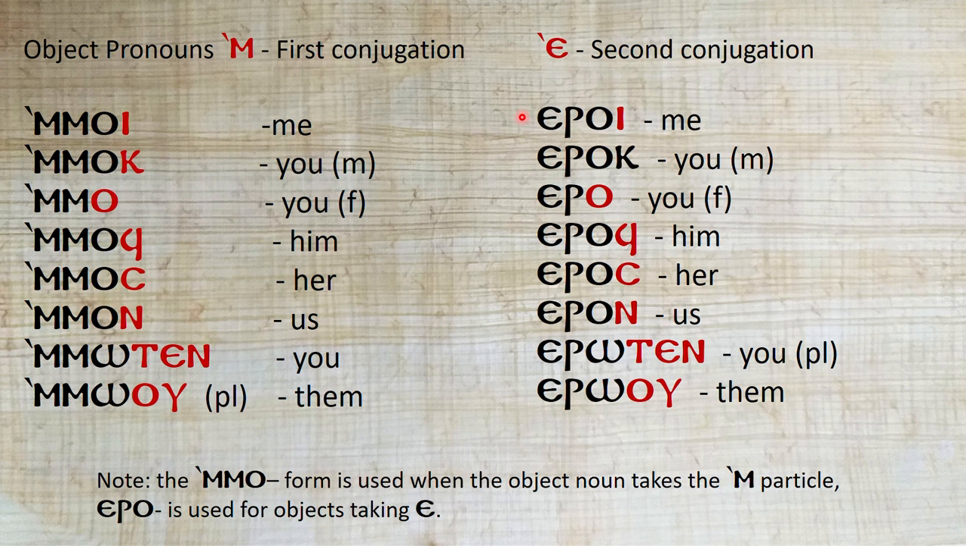Let's take an example to understand. If I want to say, "Do you understand me?" in Coptic, I will say "ekkadi eroi", to understand, eroi. I do not say "ekkadi emoi". You see, in English, for example, do you know me, and you understand me? Me is me.